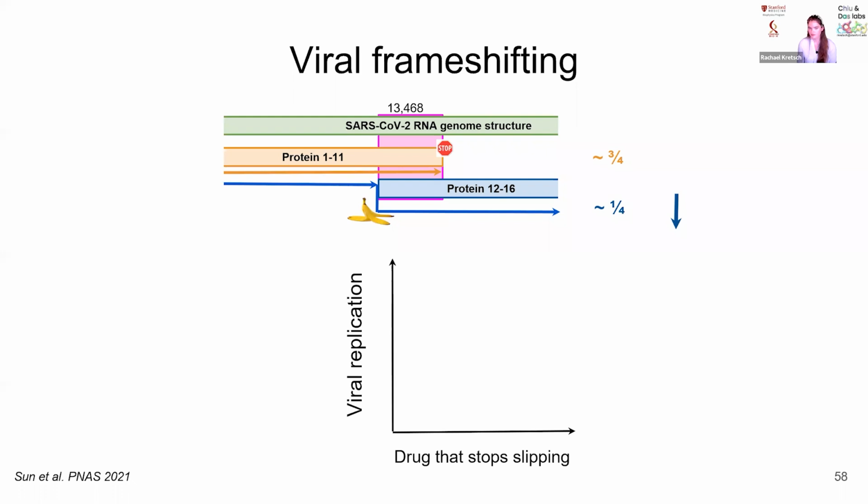What we like to measure is viral replication, right? Because every virus, their goal is to copy itself and make more virus. So we're going to measure how well it can copy itself. When we have no drug, it copies itself pretty well. But as we add this drug that stops the slipping, the virus also fails to replicate, right? So we're actually harming the virus by stopping this slipping mechanism. So it's important. We want to study how it's slipping so we can try to prevent it from slipping.